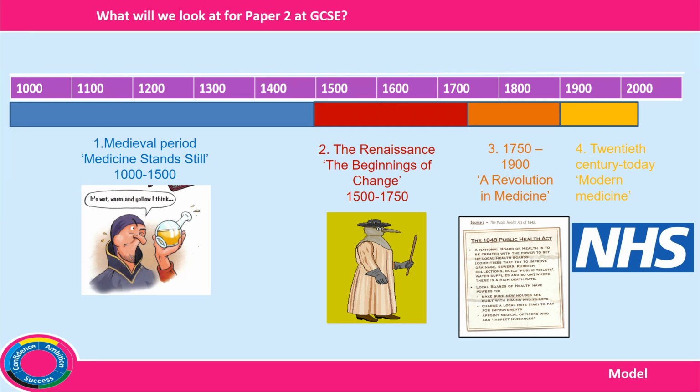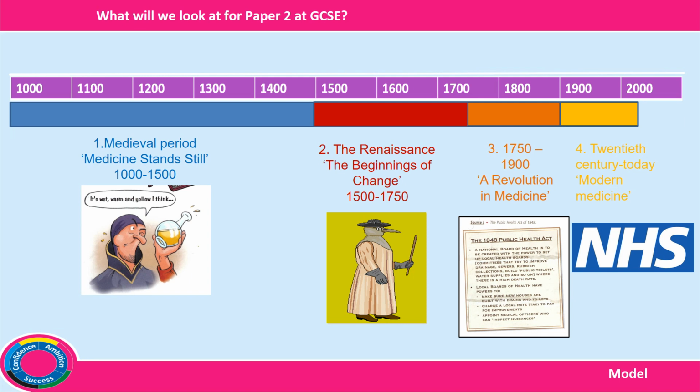We then move on and look at a revolution in medicine, so 1750 to around 1900. Now, during this time, there is a big improvement in public health. We see the passing of public health acts to improve living conditions. We also see a transformation in surgery and gaining a better understanding of things like vaccinations and the development of antiseptics.